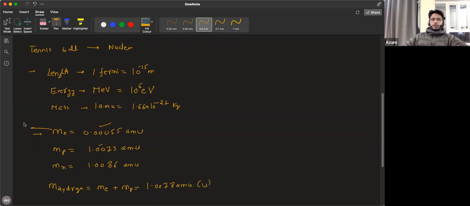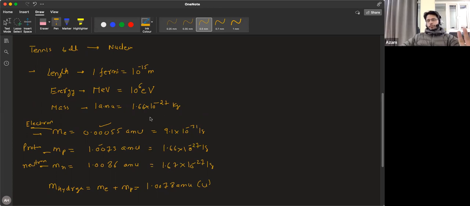So this is mass of electron. This is the mass of proton. This is the mass of neutron. If you want these masses in kg, then in kg, electron is 9.1 into 10 raised to the power minus 31 kg. Proton is 1.67 into 10 raised to the power minus 27 kg. Neutron is also 1.67 into 10 raised to the power minus 27 kg. So these are the masses of electrons, protons, and neutrons in atomic mass unit.